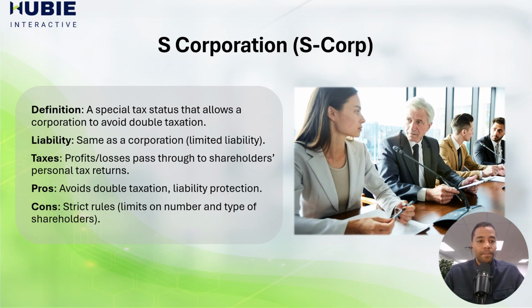S Corp, or S Corporation. The definition is it's a special tax status that allows a corporation to avoid double taxation. Liability. It has the same liability as a corporation, limited liability. Taxes. Profits and losses pass through to shareholders' personal tax returns. The pros are it avoids double taxation and there's liability protection. The cons are there's strict rules and there's limits on the number and types of shareholders.